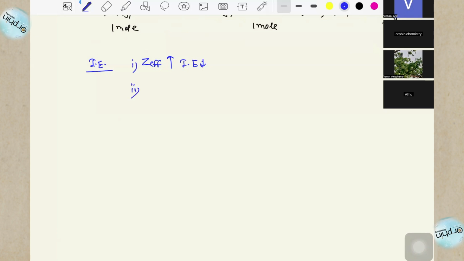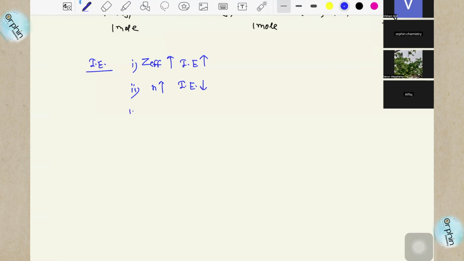Second point, shell number. Suppose shell number is increasing, so the distance from the nucleus to the outermost electron is increasing, so that electron can be removed easily, right? So as shell number increases, ionization energy decreases.